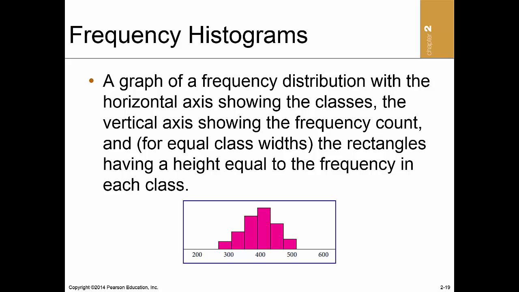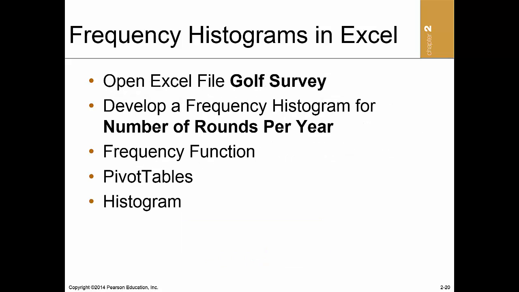A histogram shows 3 general types of information. 1, it provides a visual indication of where the approximate center of data is. 2, it provides an understanding of the degree of spread or variation in the data. And 3, it gives us insight into the shape of the distribution. We can see whether it's flat, weighted to one side or the other, balanced around the center, or bell-shaped. Let's go ahead and open Golf Survey from the Excel files and learn how to build a histogram from scratch.